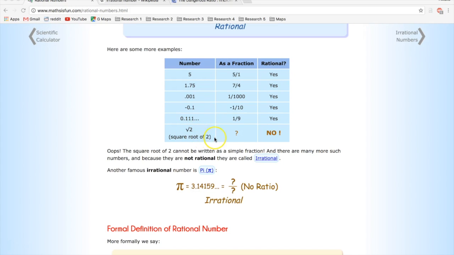The square root of 2 as a fraction? No. Oops. The square root of 2 cannot be written as a simple fraction. And there are many more such numbers. And because they are not rational, they're called irrational. Another famous irrational number is pi. Pi equals 3.14, and it goes off into infinity. It cannot be written as a ratio. So it is irrational. So we're going to be getting into what it means to be irrational, what numbers are irrational, and it's not just pi and a few others. We're going to cover that.